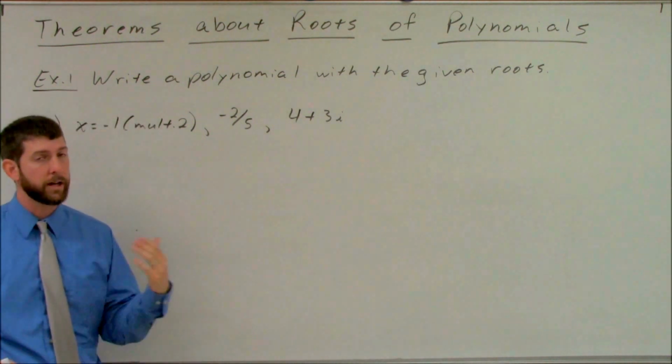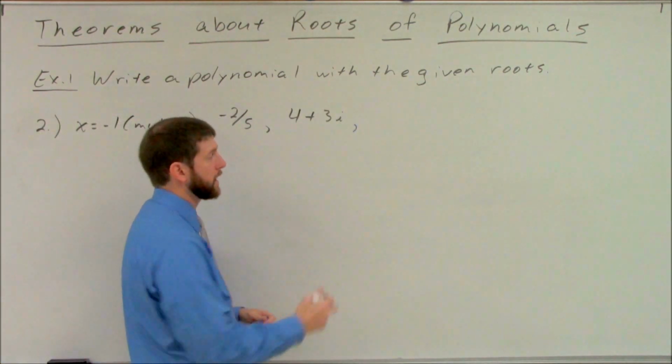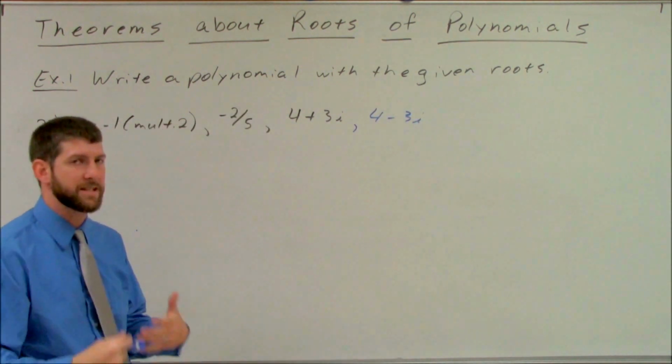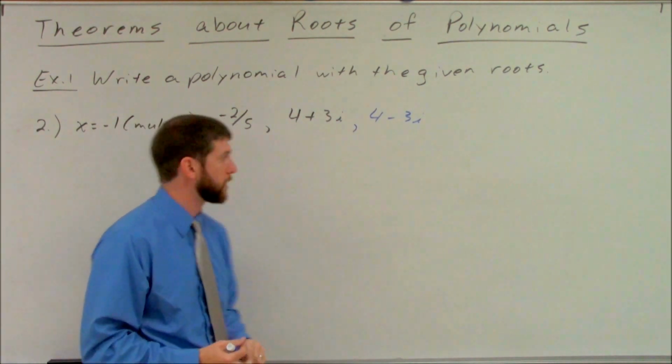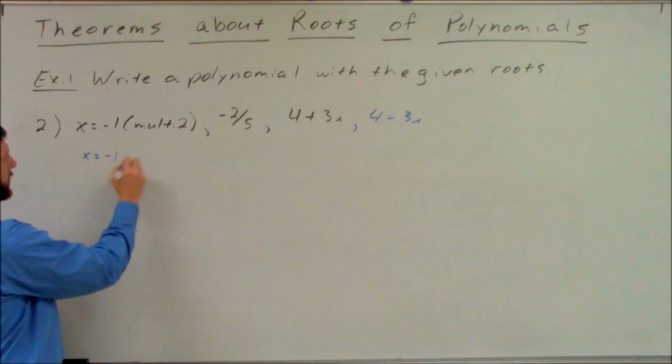The 4 plus 3i is not real, it's imaginary. So we know that it has an implied conjugate root of 4 minus 3i. Remember, conjugate means opposite the square root portion. So just the 3i becomes opposite. Now we'll set each one equal to 0, x equals -1.